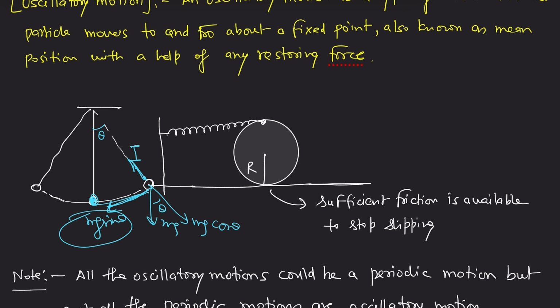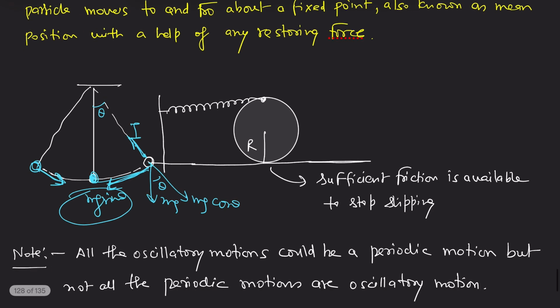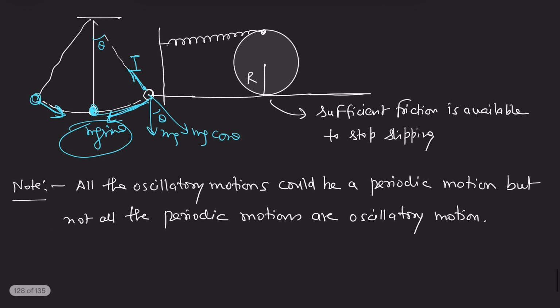When the body goes this side, then the force would be acting on this side. So the force is changing its nature depending on which side the particle is right now. That's why it is known as restoring force. I hope you understood. This kind of restoring force should be available in oscillatory motion. If it is not, then it is not an oscillatory motion, it might be only a periodic motion. I hope you understood this idea very clearly.